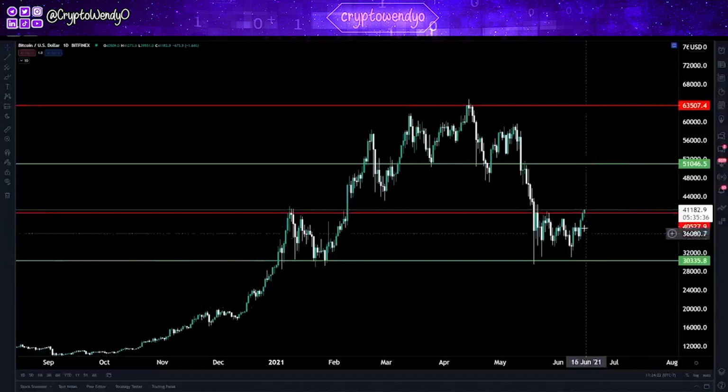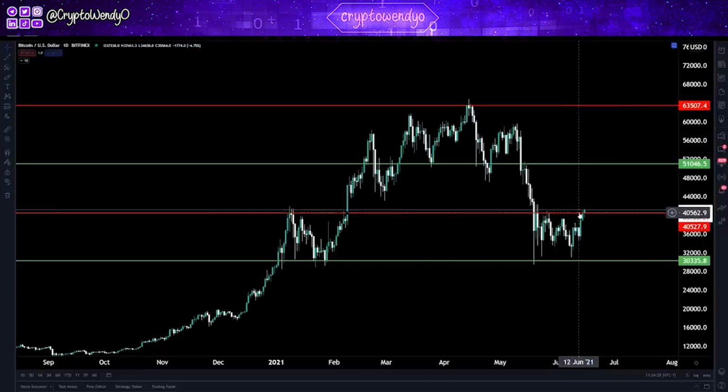Now that we have support and resistance areas, support lines are going to be denoted by green, and the resistance areas are going to be denoted by red. Now we have a beautiful range. We've got our support here at approximately $30,000, and we've got our resistance here.